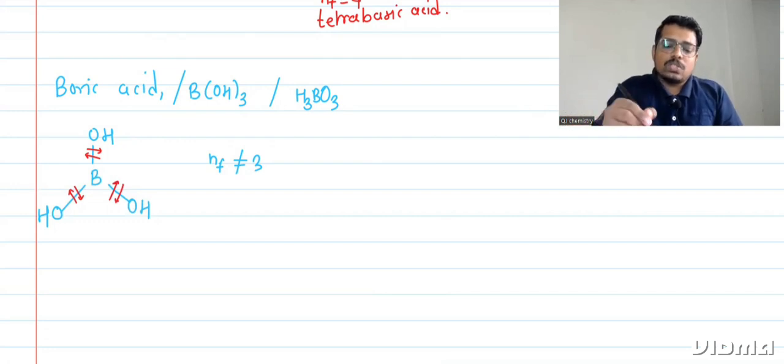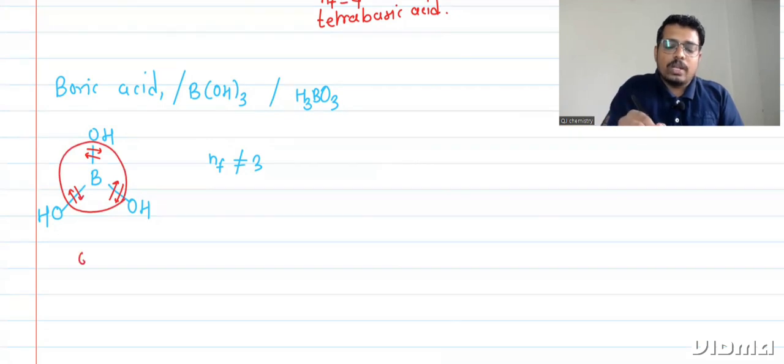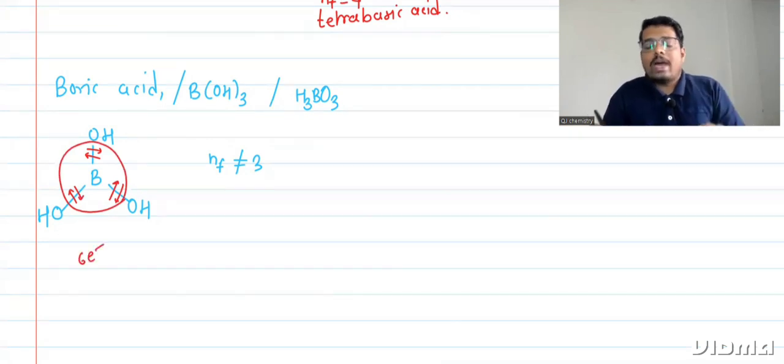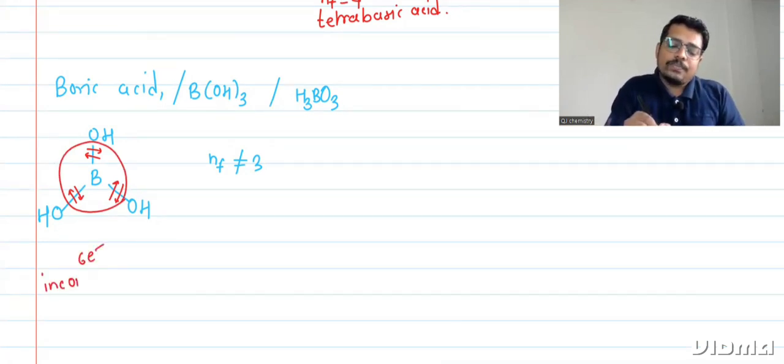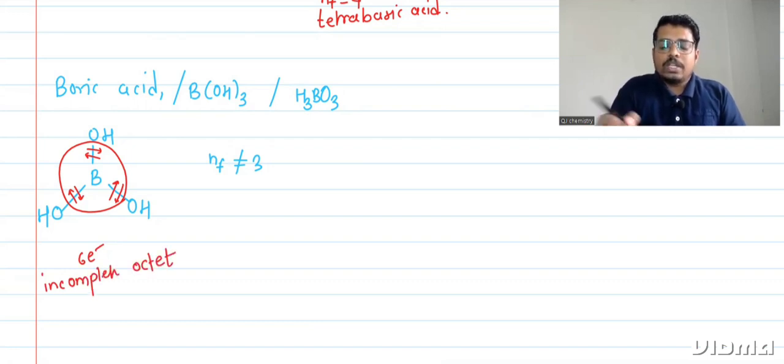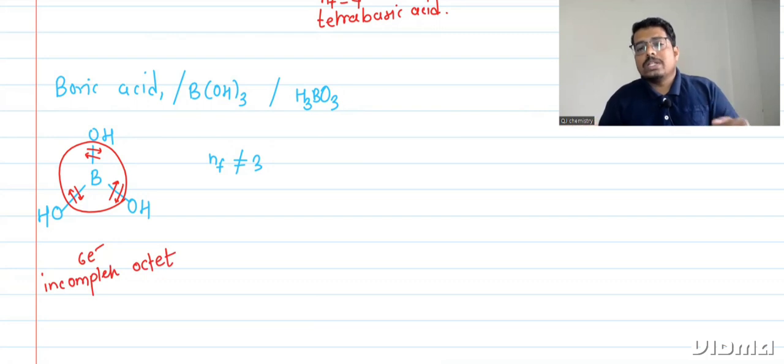Okay, there are a total of 6 electrons around the central boron atom. So this boron has an incomplete octet. Because of this incomplete octet, it requires 2 more electrons to complete its octet and achieve stability. So how will this boron achieve stability?